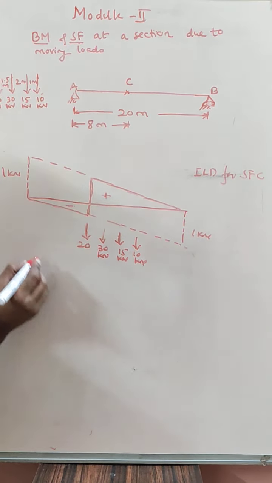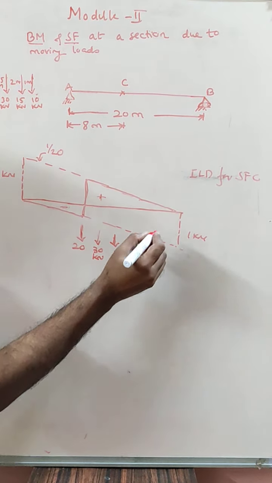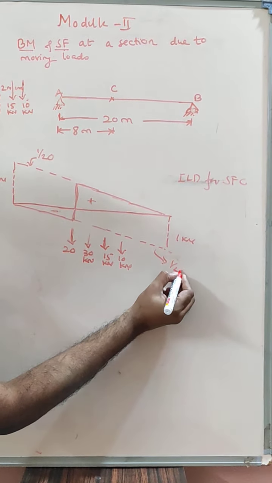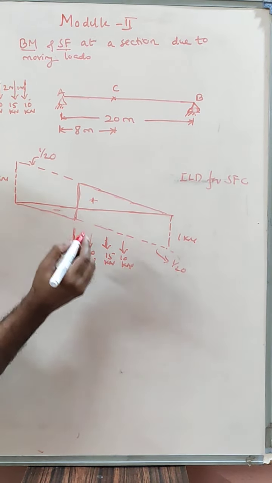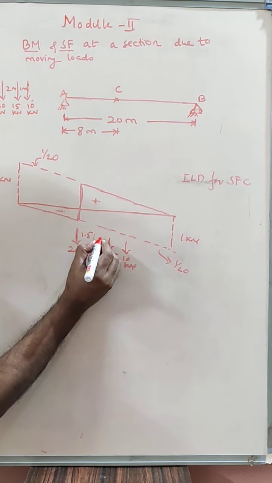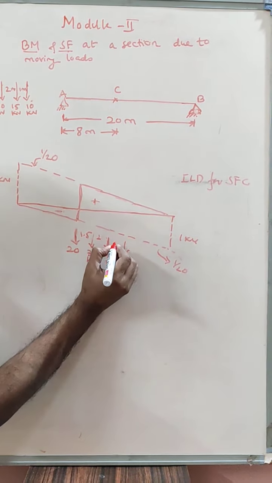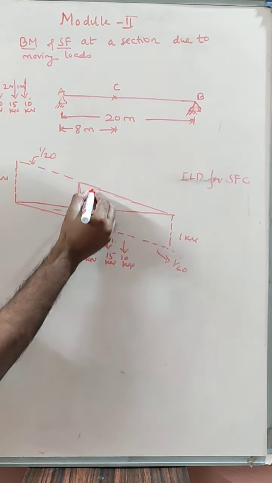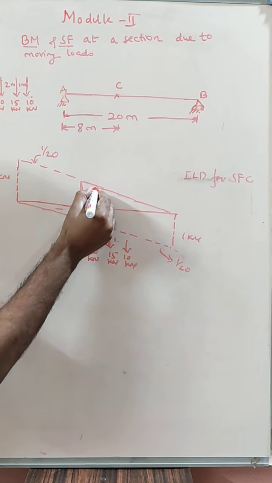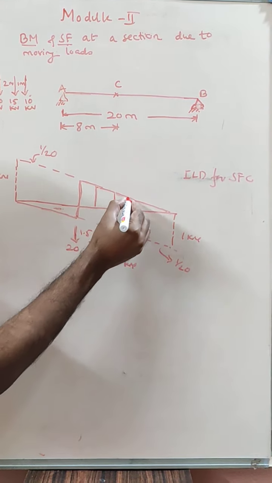The slope of this line is 1 upon 20, and the slope of this line is also 1 by 20. Now let us keep the loads like this. The distances between them are 1.5 meters, 2 meters, and 1 meter. So let us find out the ordinates corresponding to these loads.